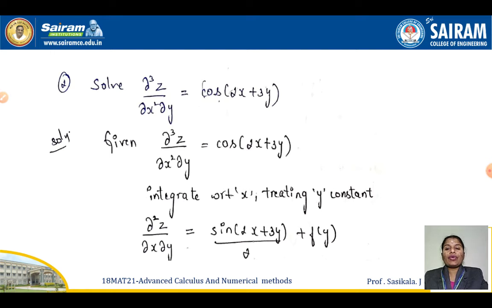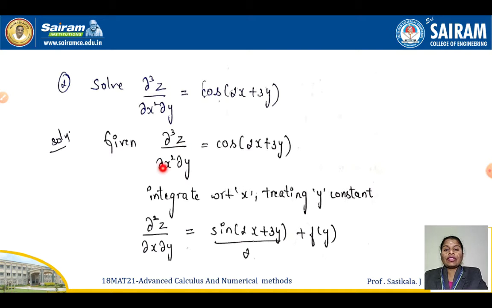∂³z/∂x²∂y = cos(2x+3y). Looking at this, you can identify it as a non-homogeneous PDE. So first integrate. From the right side, you can write ∂/∂x of ∂²z/∂x∂y. So I have to integrate with respect to x first, twice, then with respect to y to get your z. Clear?